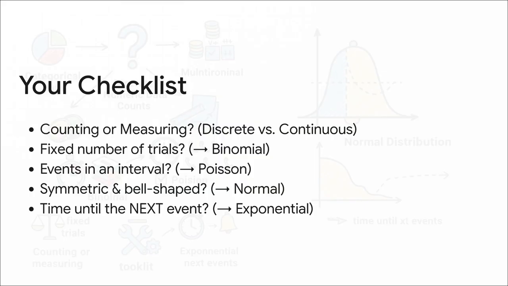If you're counting, the next question is about trials. A fixed number? That points you to binomial. Events in an interval? That's Poisson. And if you're measuring, look for that symmetric, bell-shaped curve for the normal distribution. Or if your goal is to measure the time until the very next event, exponential is your answer. This checklist should guide you straight to the right model every time.